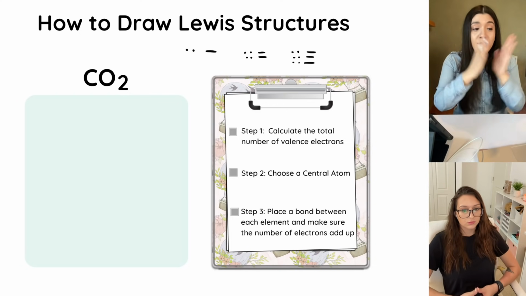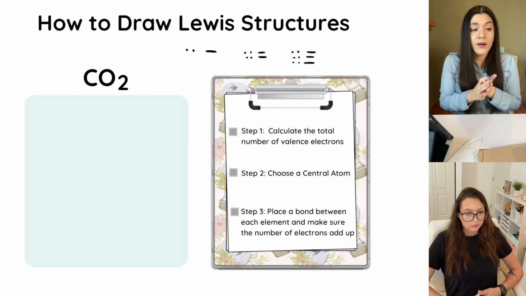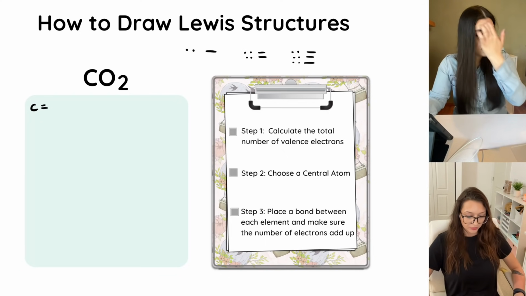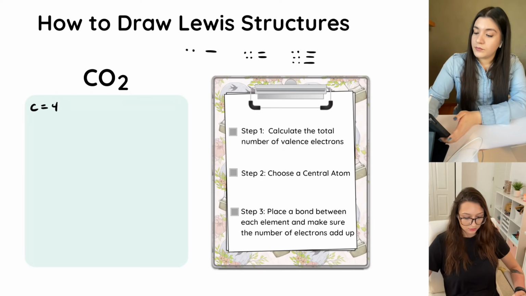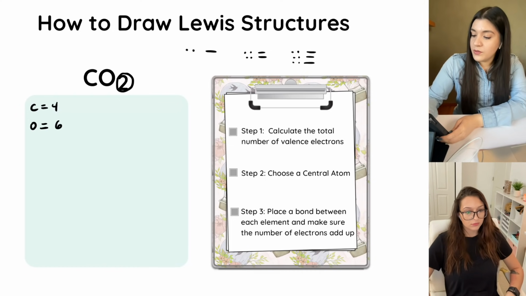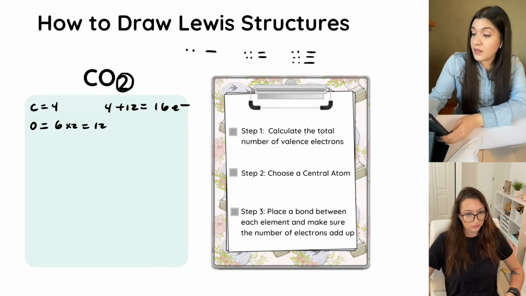So I'm going to do the same sort of concept here again. Let's just identify the total number of valence electrons. So I'll start with carbon. How many are there? There are 4. Good. What about oxygen? 6. Perfect. And I'll multiply this by 2, giving us 12. So 4 plus 12 gives us 16 electrons.